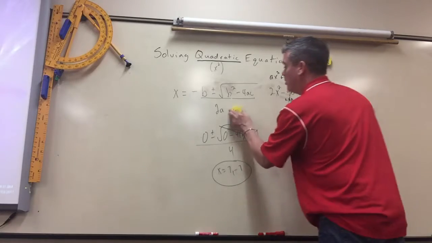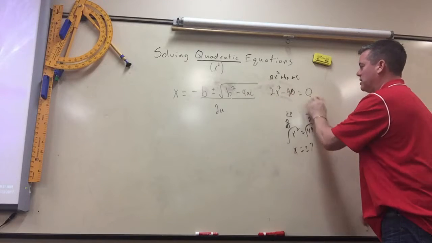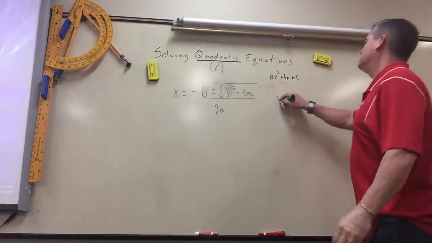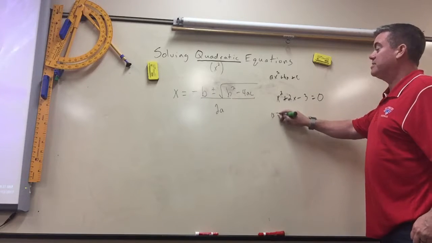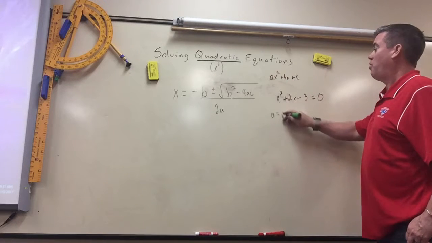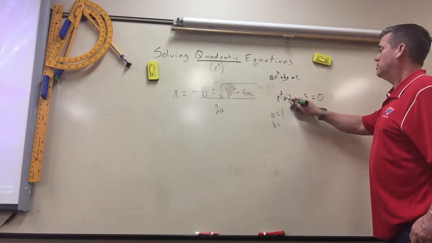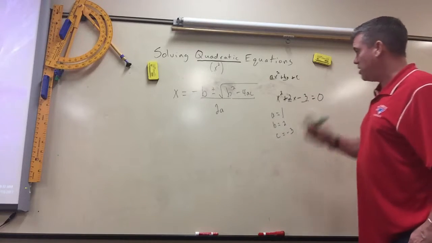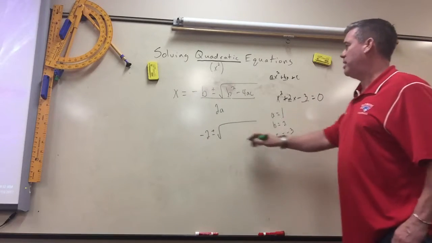So, you wouldn't want to use the quadratic formula for an easy equation like this, although you could. So if we had one that we would want to, right here, a is 1. A is the term in front of the x squared. B is 2. C is negative 3. So we put these in here. Negative b plus or minus square root of b squared.